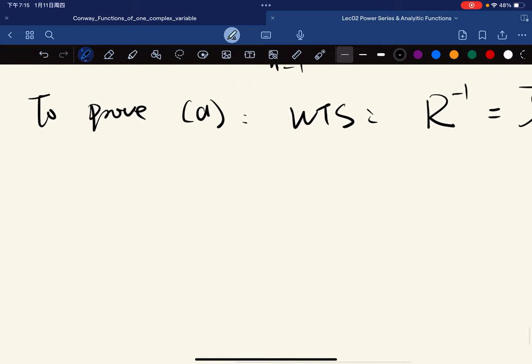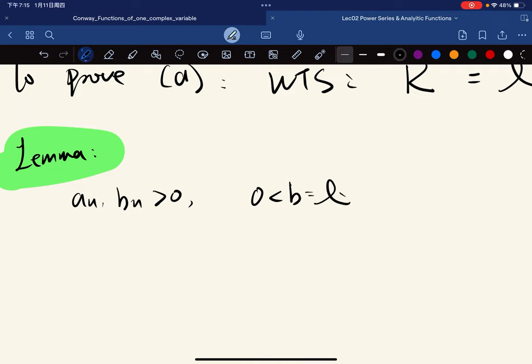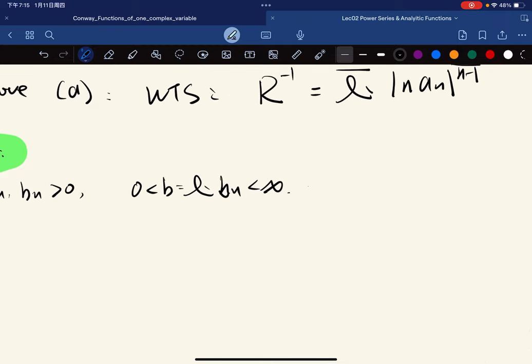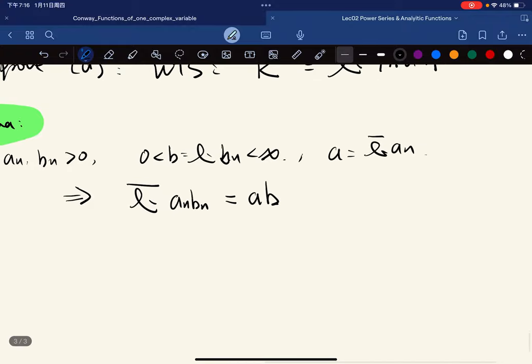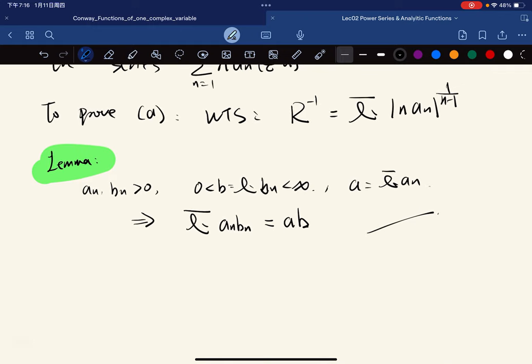And here I have to state a lemma. For a_n, b_n positive sequences, where the sequence b_n converges and the limit is positive, and we let A be the upper limit of a_n, then the upper limit of the product is equal to A times B. So here's a lemma. I just assume it's true first. I will give a proof after the proof of the theorem.